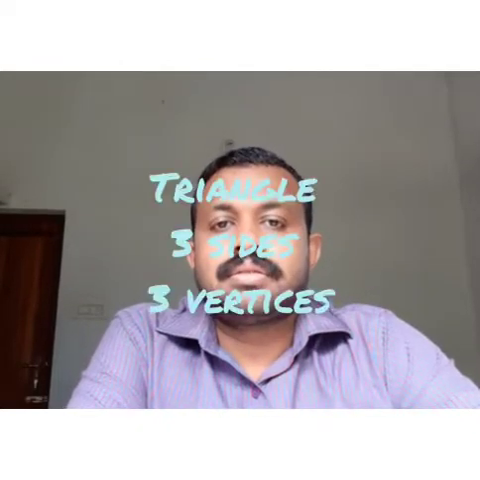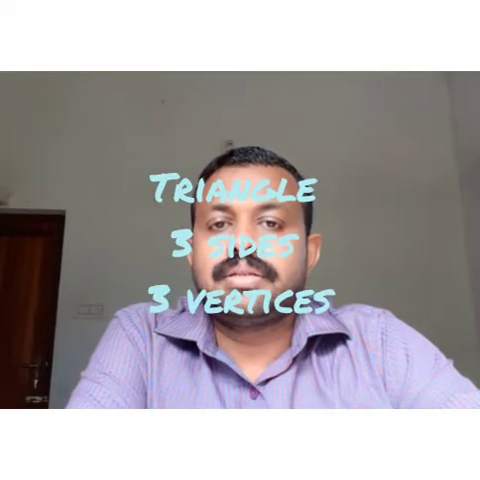For a triangle, how many sides? Three sides and three vertices are there. That means if you have three dots, you can complete a triangle, and a triangle has three sides and three vertices. What about a quadrilateral?